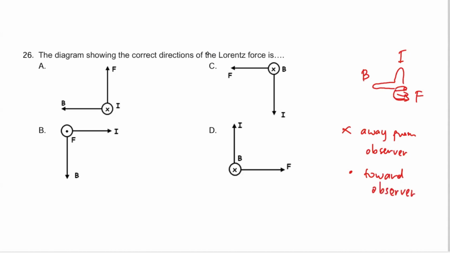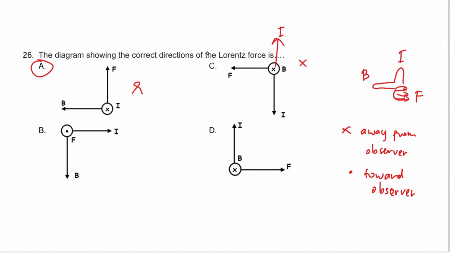Yeah, if we check A, the F is going up, right? The B is going there, so I is counting 2. Yes, this is correct. This one's wrong because F is going there to the left, and then B is toward the paper, so I must be going up.